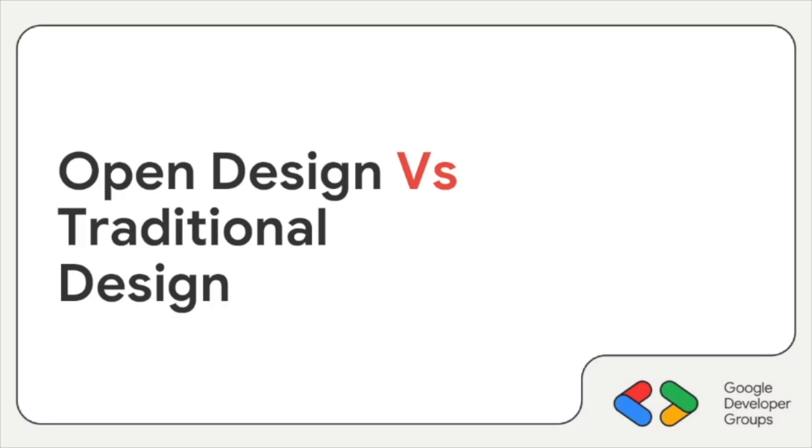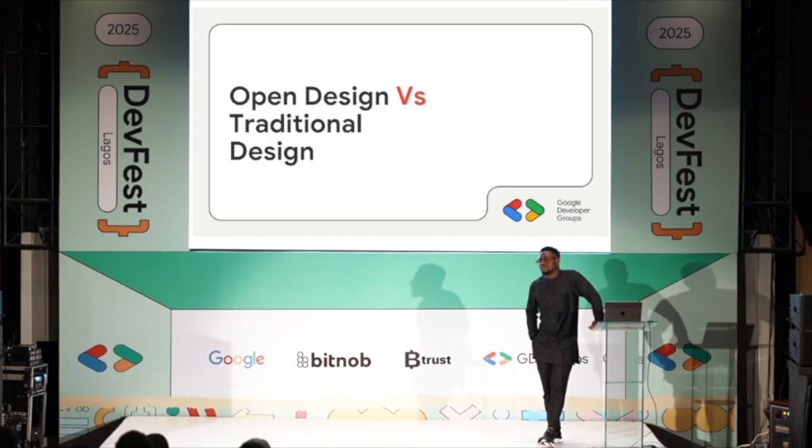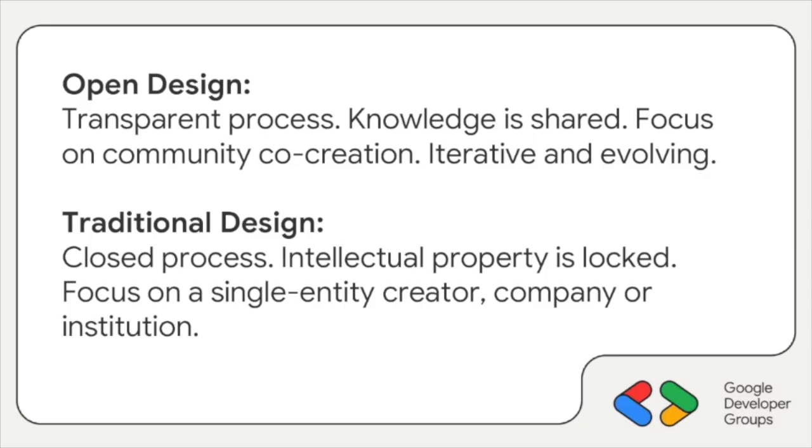And then open design and traditional design. Most times when you talk to designers, and I've been contributing for about three years now, people always ask, do I need GitHub, or what's so different between open design and what I'm doing? And basically it's the same thing. But I'm just going to point out one or two things in the course of this. So open design: transparent process, knowledge is shared, focus on community, co-creation, iterative and always evolving.